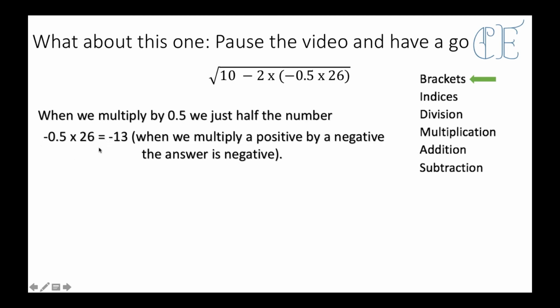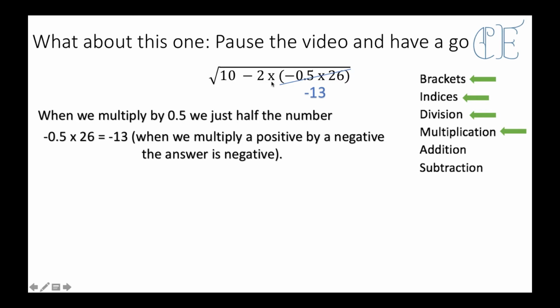Okay, so half of 26 is 13, and because it's a minus in this one, then our answer will be minus. Okay, and the rule to remember is when we multiply a positive by a negative, the answer is negative. Okay, so I'm going to cross that out, and that would become minus 13. Indices, we don't have any indices. Division, no. Multiplication, right, we do have multiplication in there.